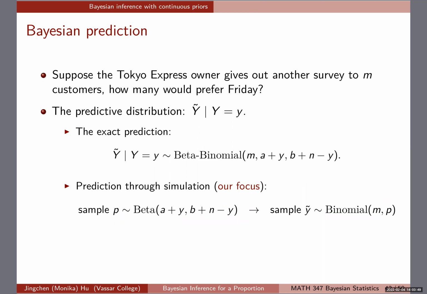You need a parameter draw, or a value of the parameter, and then you can take another draw from the data model. So in our case, we take a posterior draw from the beta posterior distribution, and then use that number. We're able to take a y tilde from the data model, which once again is the binomial, because we have a fixed number of trials, which is m, and then we have the value of p, which is the success probability in the posterior.